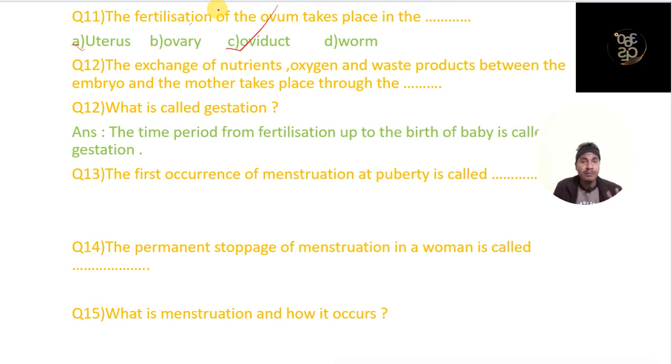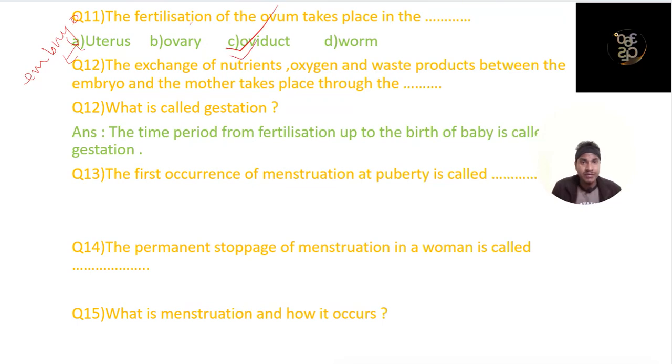और यूटेरस में क्या होता है? जो एम्ब्रायो है वो fertilization के कारण जाइगोट फॉर्मेशन होता है और जाइगोट डिवाइड होकर यूटेरस में मूव करता है और एम्ब्रायो फॉर्म करता है. यूटेरस में एम्ब्रायो होता है और उसमें बेबी का डेवलपमेंट होता है, उसकी देखभाल होती है. So the correct option is oviduct.